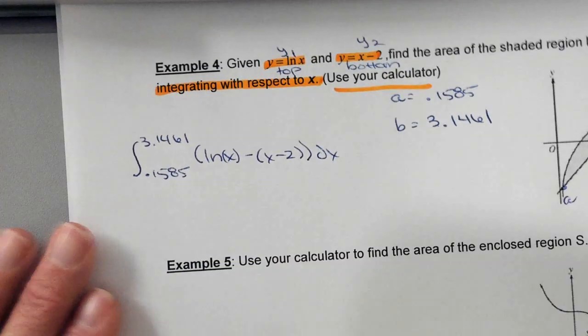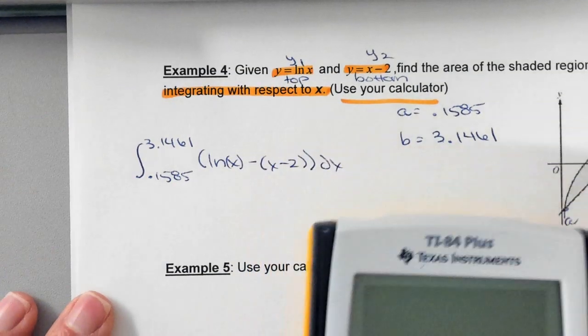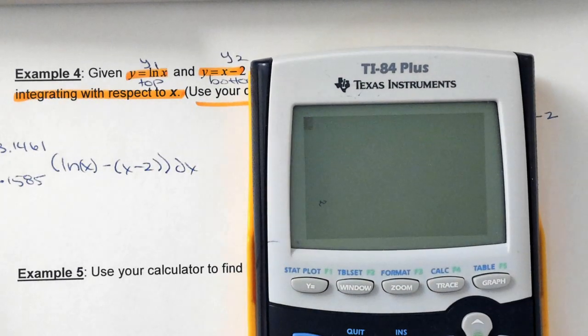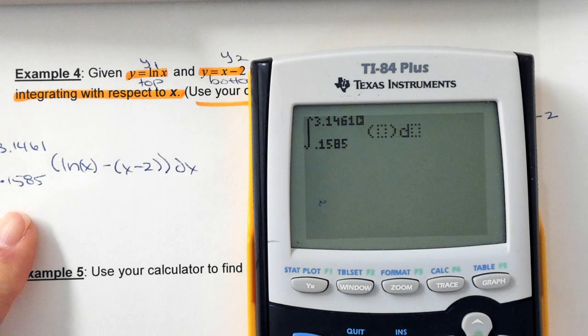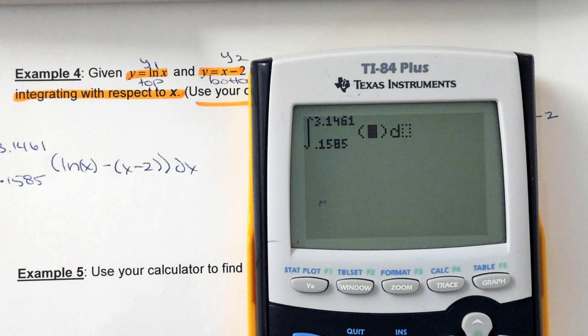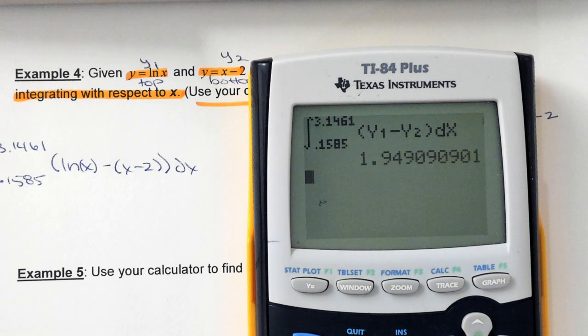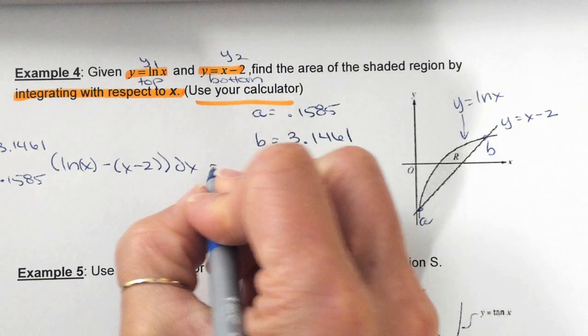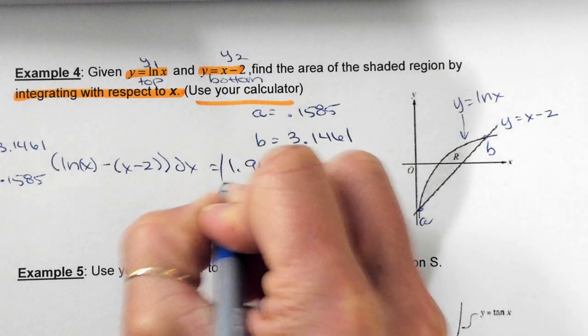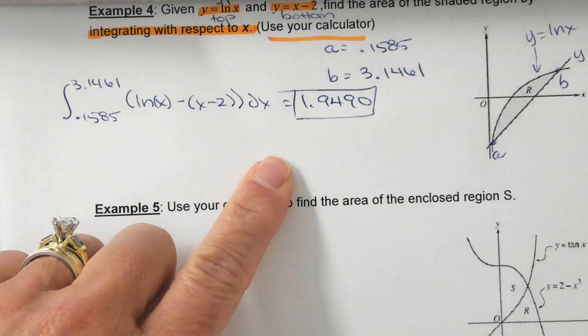Now, once you have the setup written down, you don't have to do anything but go into your home screen. Okay, and we've got the integral from 0.1585 to 3.1461. Then we've got y sub 1 minus y sub 2 with respect to x. And there's your area between the two curves, 1.949. Okay, so most likely we'll be looking for both the setup, bounds, answer.